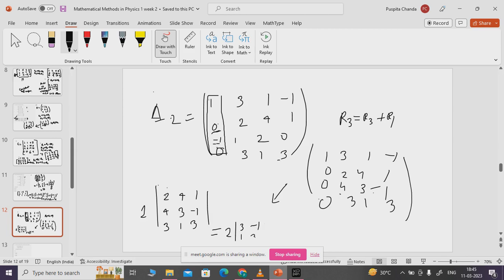2 into (3 minus 1)... 1 3 minus 4, it will be 4 minus 1 3 3 plus 1 4 3 3 1, and it will add up to minus 45. So it is also non-zero.